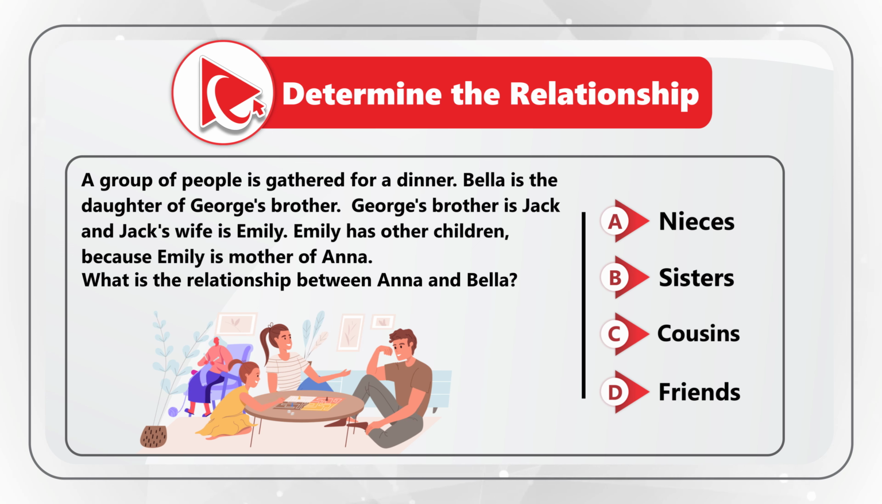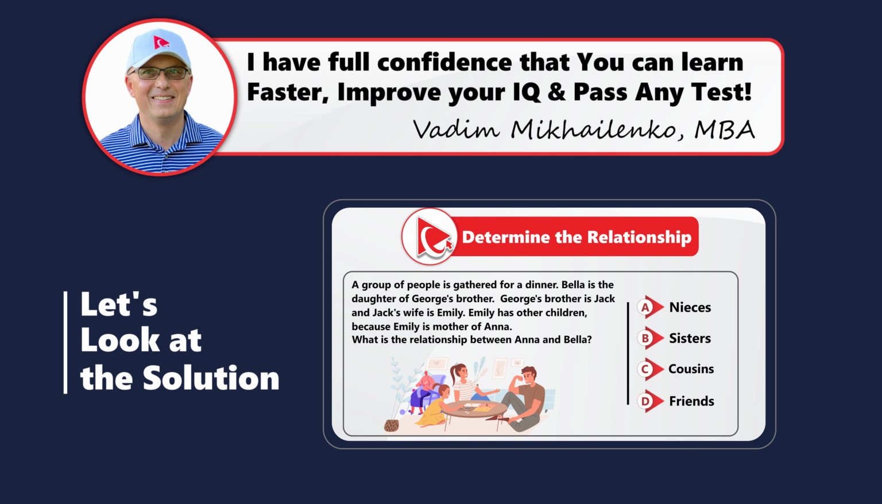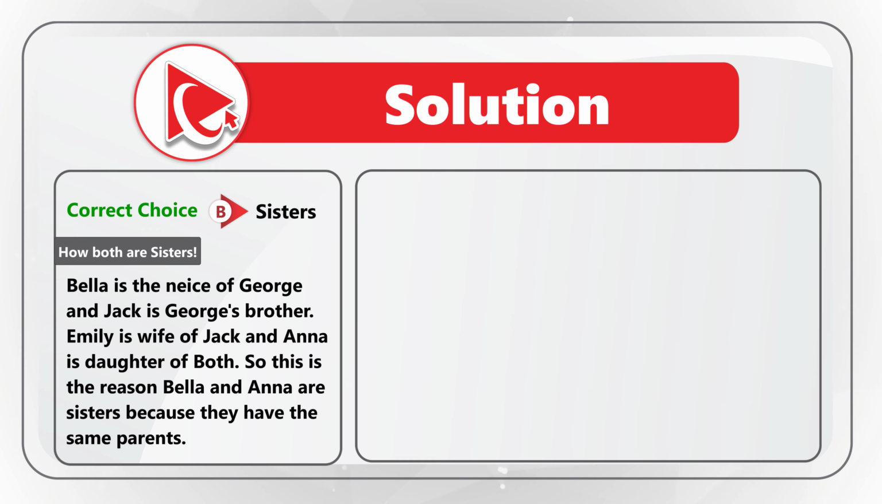Give yourself 10 to 15 seconds, maybe pause this video to see if you can come up with the solution. And on my end, I am moving forward to share with you my version of the solution. And obviously, if you have a better way to solve it, please make sure to post in comments. The correct answer is choice B, they are sisters. But why? Let's build a diagram to demonstrate the relationships between this group of people.